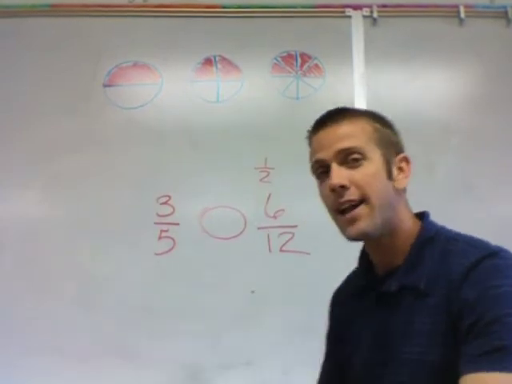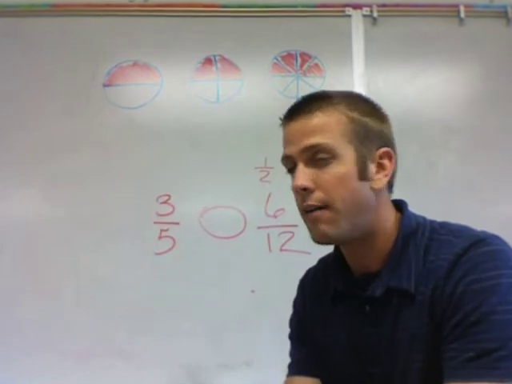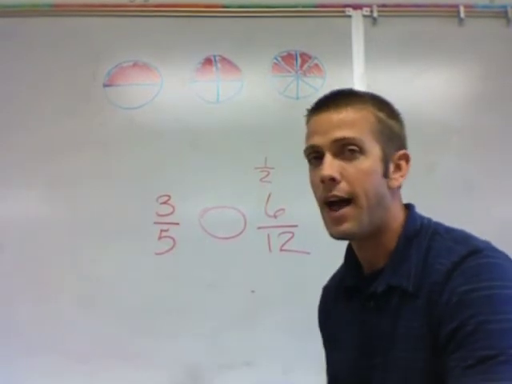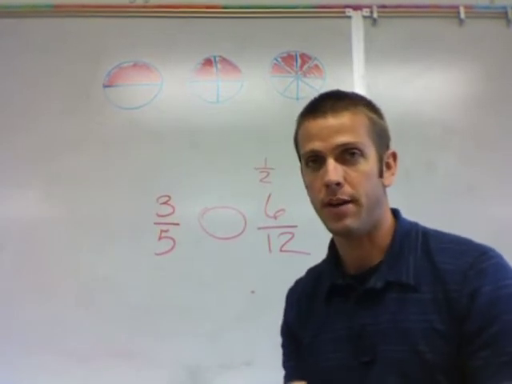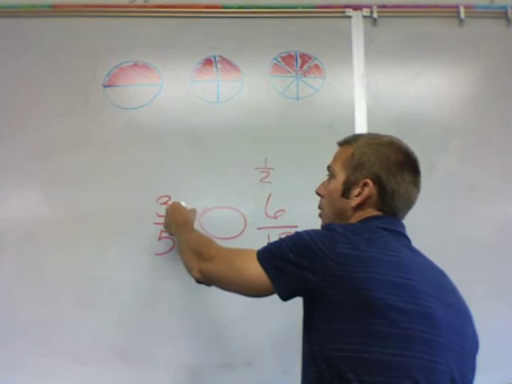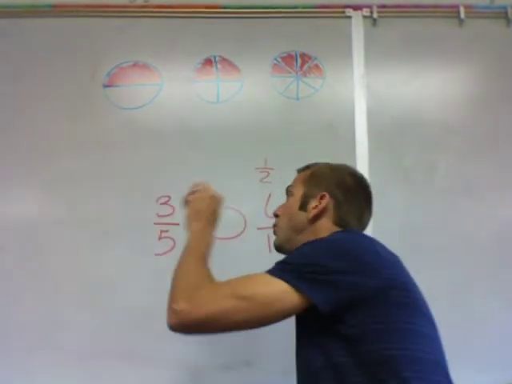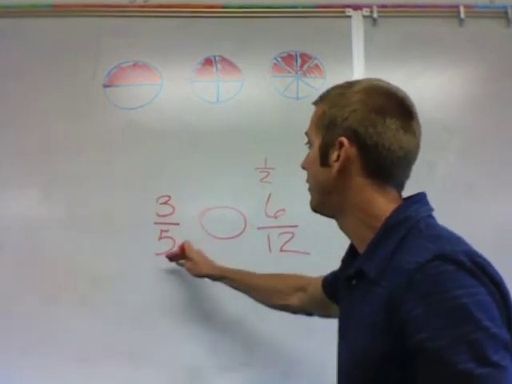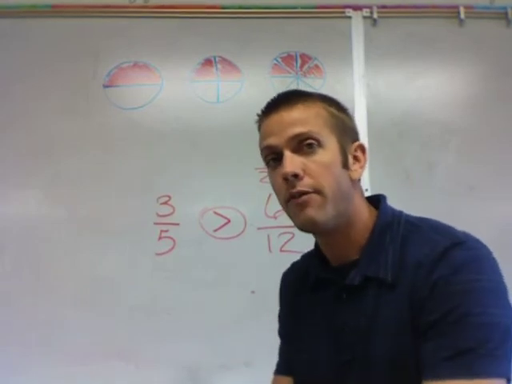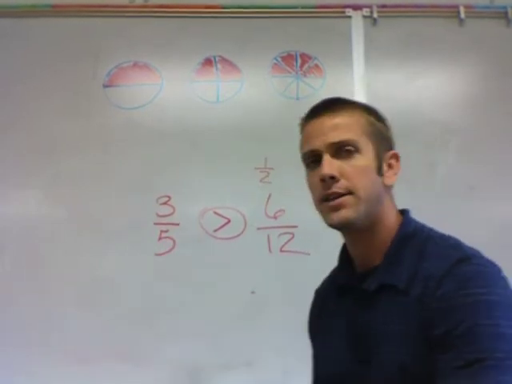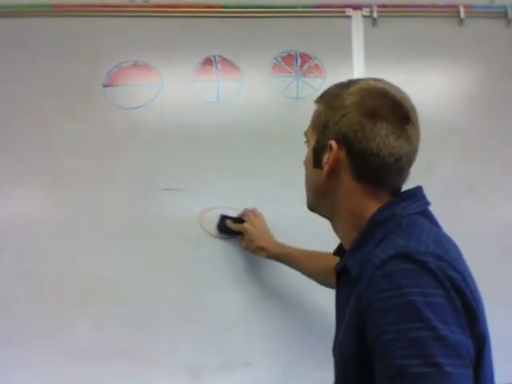Now is this less than a half or more than a half? Let's see. What's half of 5? If you were to split 5 in half, you would get 2 1/2. 2 1/2 for you, 2 1/2 for me. Okay? Is 3 more than 2 1/2? It is. So this is greater than a half. 3/5 is greater than 6/12 because it's greater than a half. Right? They give you a tricky one there because that's an odd number. Split in two is a little bit more difficult. Let's go ahead and take a look at one more.